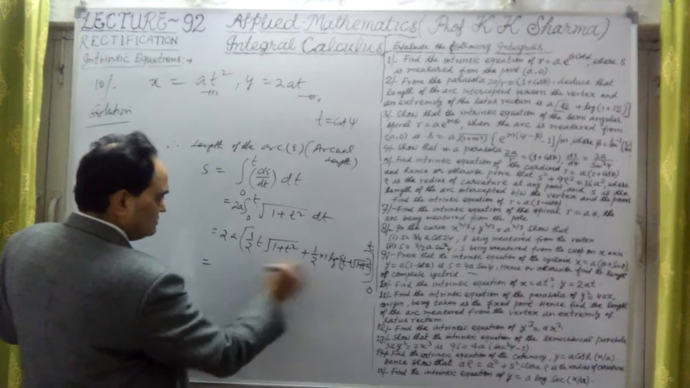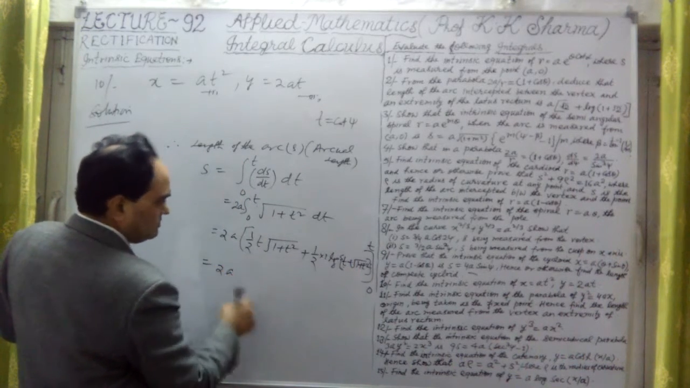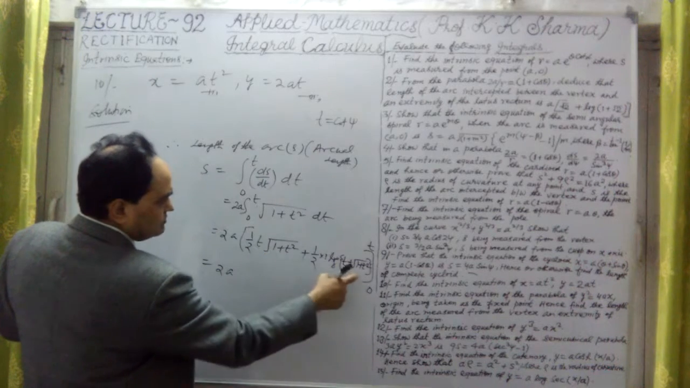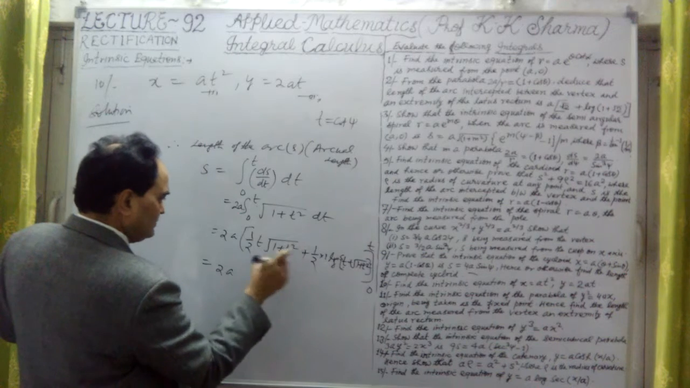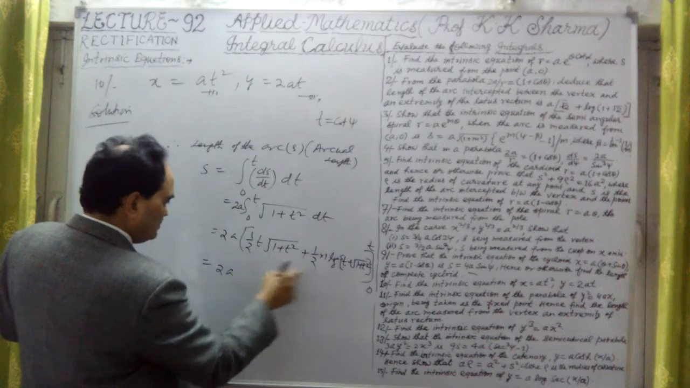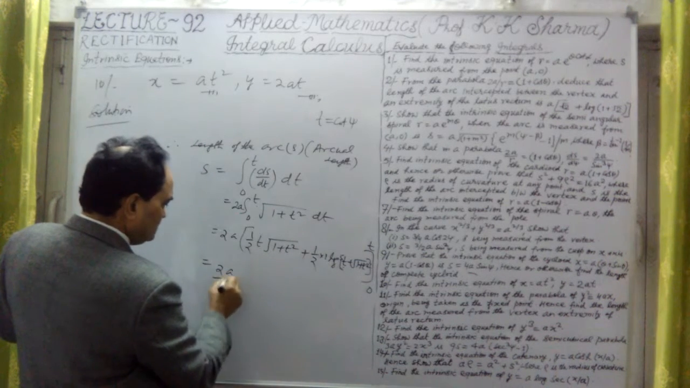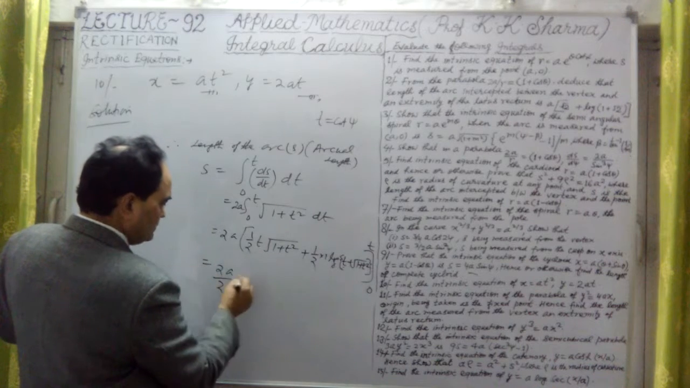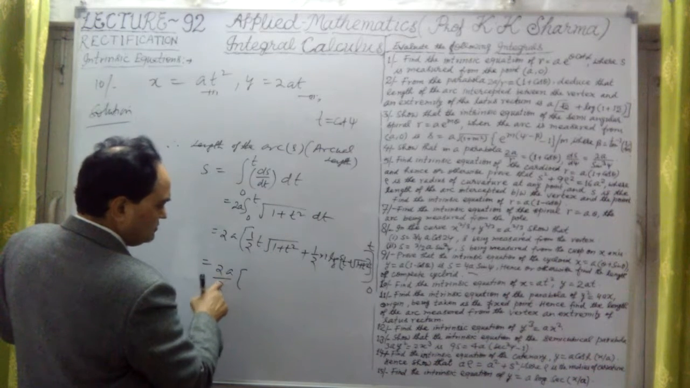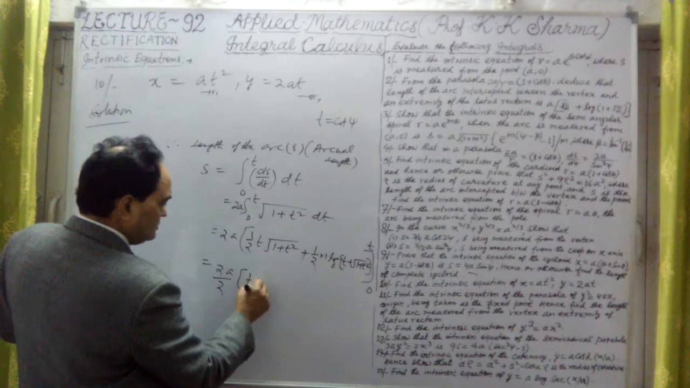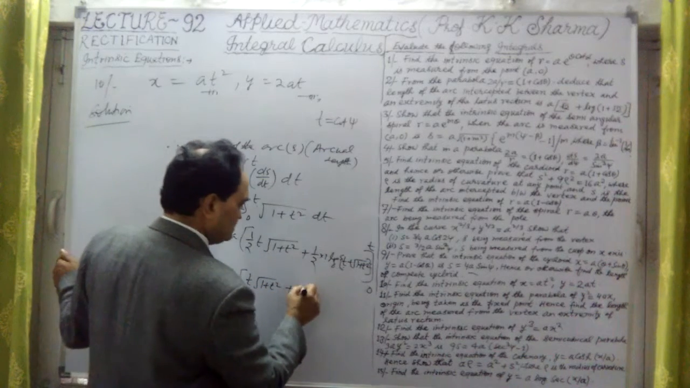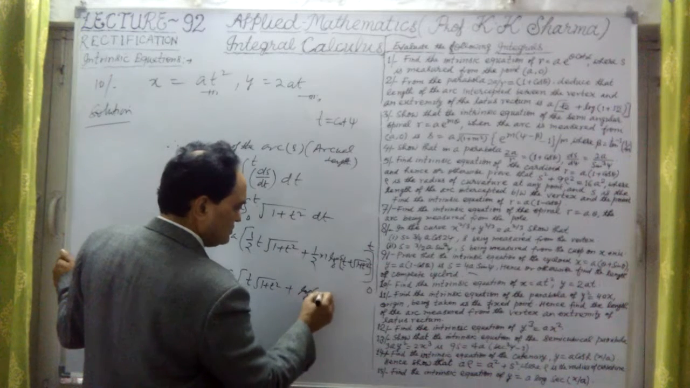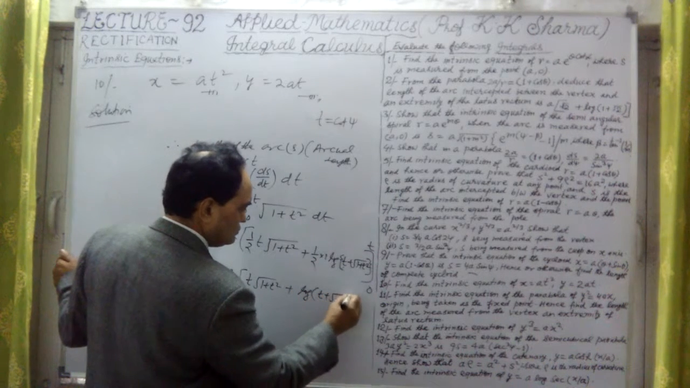Simply it is the same value we have obtained, twice a, because at 0 it will be log 1, which is 0. So at 0 everything will be 0. If I take 1/2 outside, it will be 2a upon 2, times t under root 1 plus t square, plus log of t plus under root 1 plus t square.